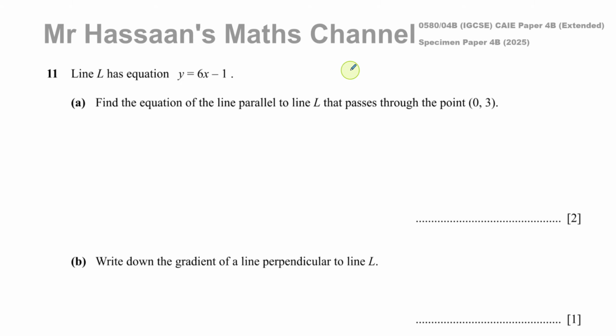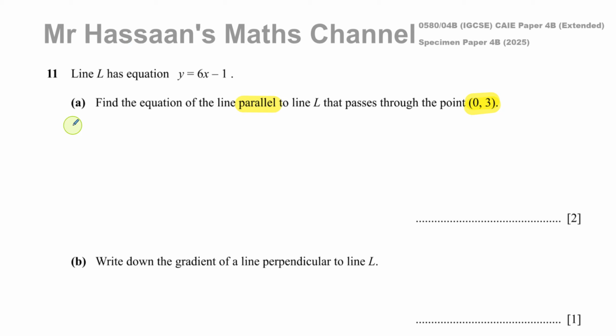Okay. So it says a line L has equation y equals 6x minus 1. Find the equation of the line which is parallel to the line and passes through the point 0,3. Okay, so we want to find the equation of a straight line.